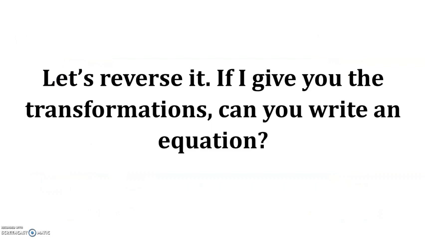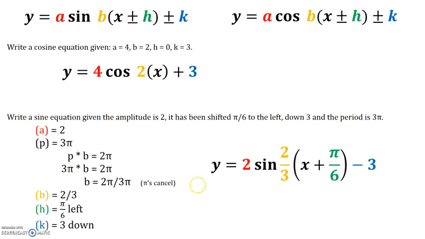Okay, so now that we had our equations and we were able to identify our a, b, h, and k values, can we now go the opposite way? If I give you the transformation values, can you actually go back and write a sine or cosine equation? So let's test it out.